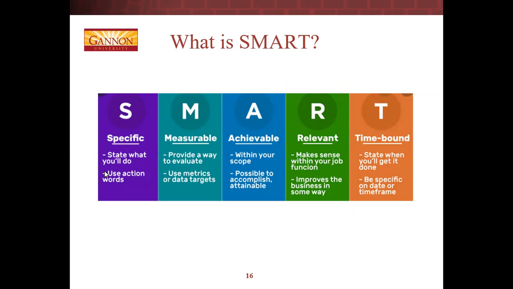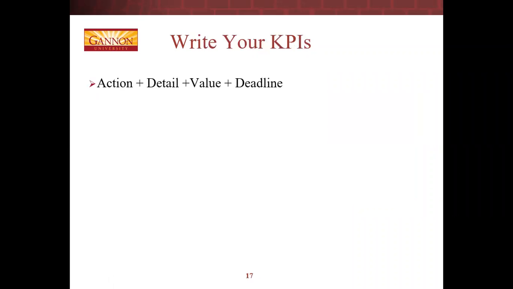So S for SMART is specific: state what you'll do and use action words. M is measurable, we talked about measurement: provide a way to evaluate, use metrics. A is achievable within your scope. You want a goal that's reachable, not something that's unattainable. R is relevant. Make sure it's within the area that you need and relevant to that objective. And T is time bound by a specific period in time. So you write your KPIs as outlined in our Cascade model with action plus detail plus value plus deadline.